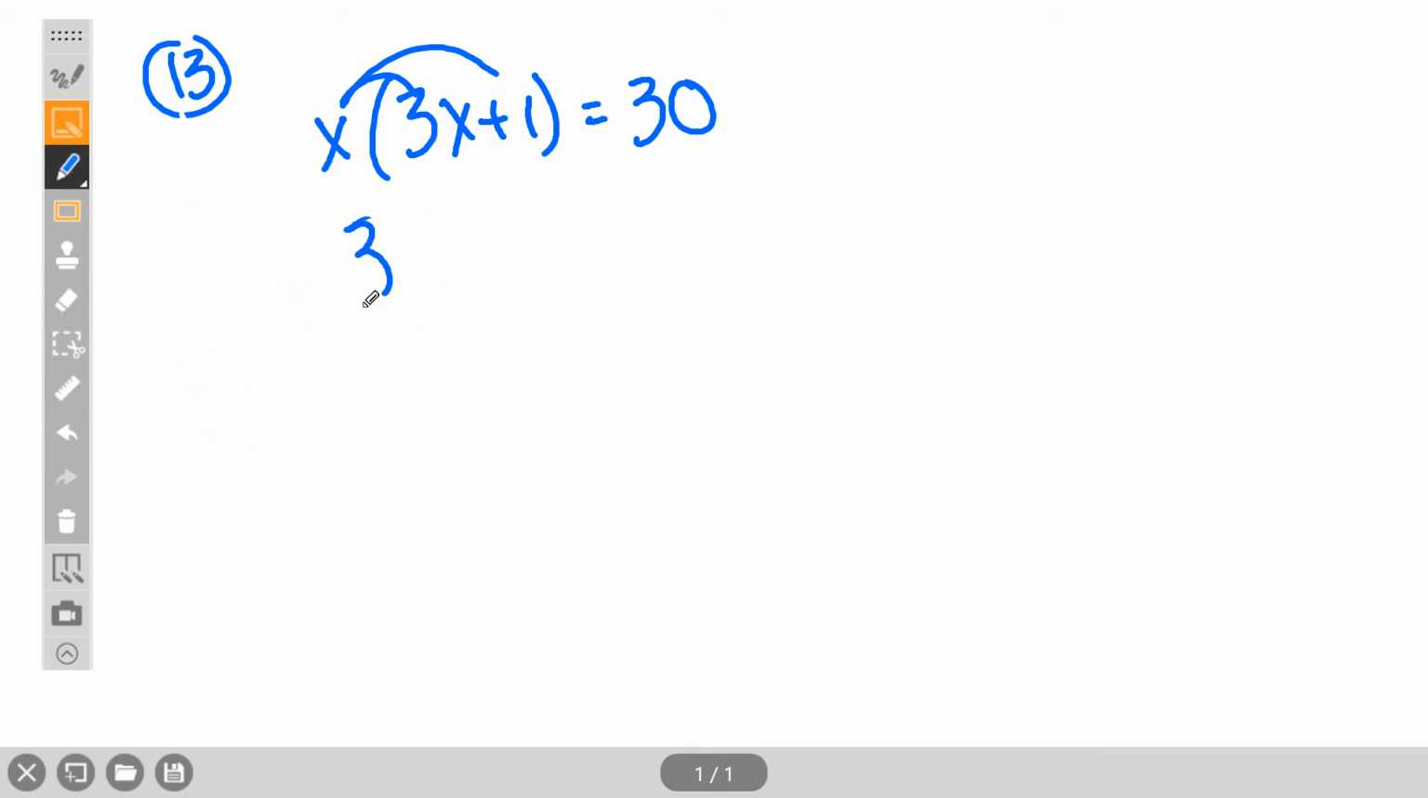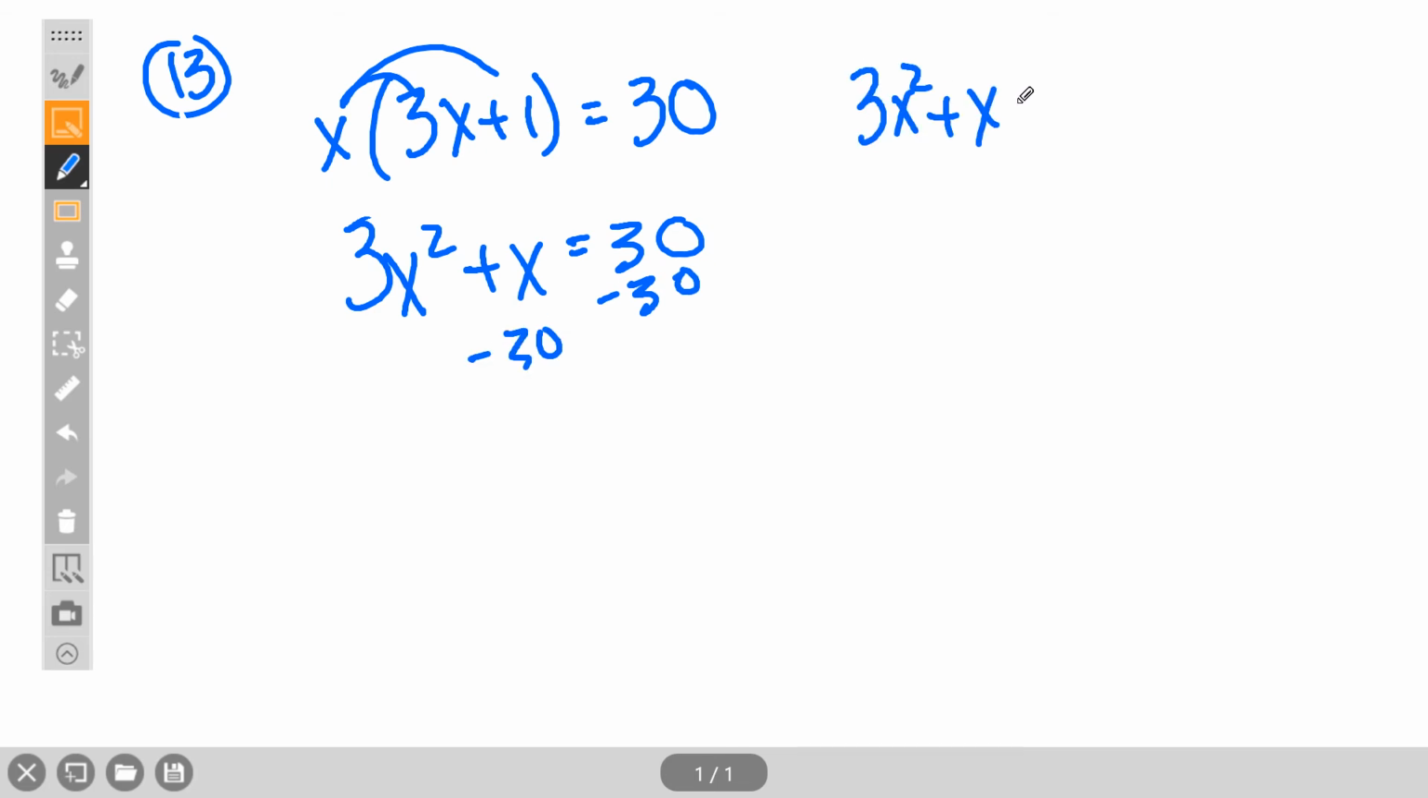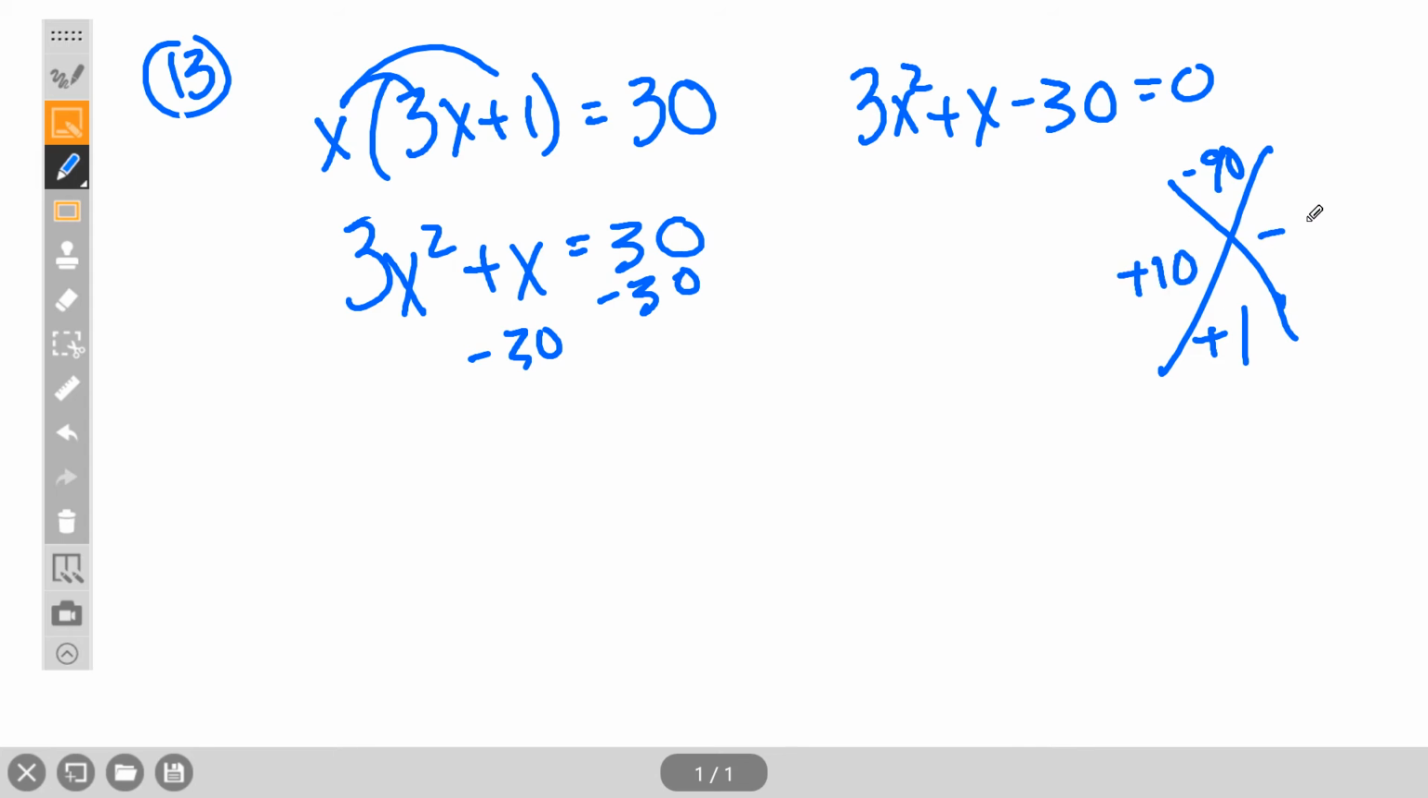So distribute the x: 3x squared plus x equals 30. Subtract 30. So 3x squared plus x minus 30 equals 0. Okay, so there is no GCF. So kind of messed that up. All right, a times c is negative 90 and b is positive 1. So two numbers that multiply to negative 90 and add to positive 1 are positive 10 and negative 9.